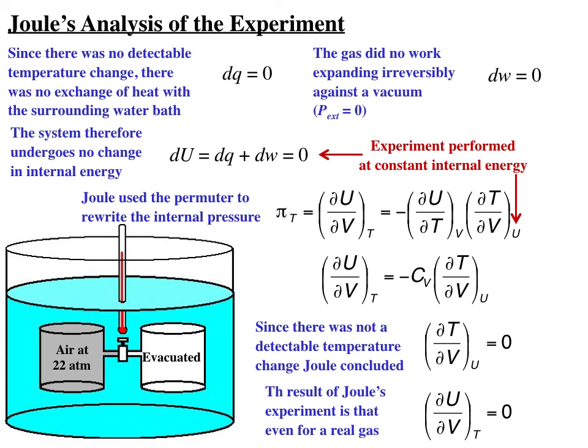And again, remember, what he had concluded was there is constant internal energy because dU is 0 since there was no heat exchange and no work done. So since there was not a detectable change in temperature as the volume expanded, dT/dV at fixed U was equal to 0. So the conclusion of Joule was that pi t must be 0 for a real gas as well as it is true for an ideal gas.